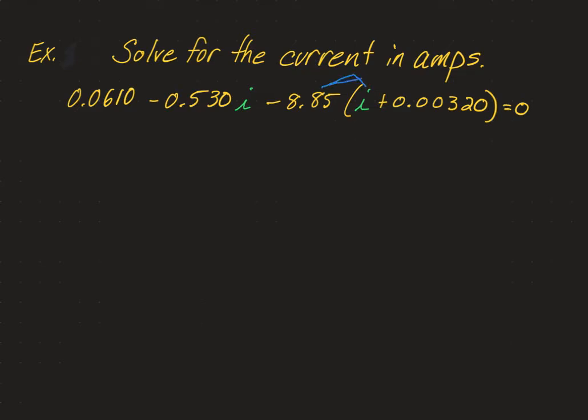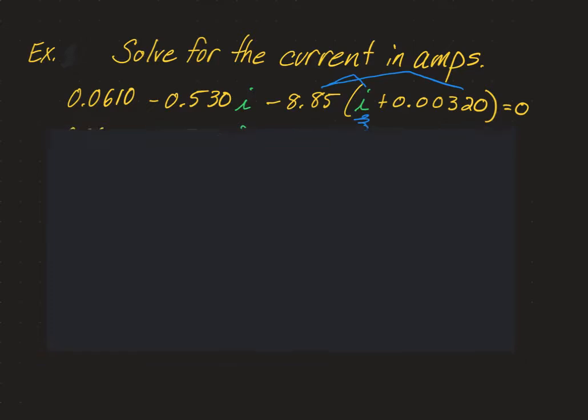But the first thing we're going to have to do is rescue this poor I from those parentheses it's trapped in. We need to be able to combine those, so we're going to distribute. As you can see, I wrote little indications that I'm going to distribute that negative 8.85 to the I and to the positive 0.00320. Don't let the decimals throw you. They're just numbers. Work with them. You can do it. You've got a calculator.